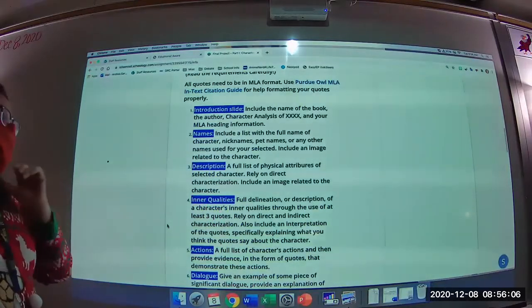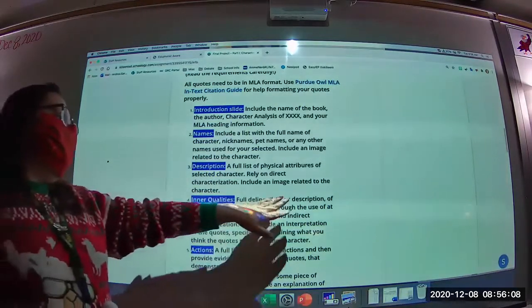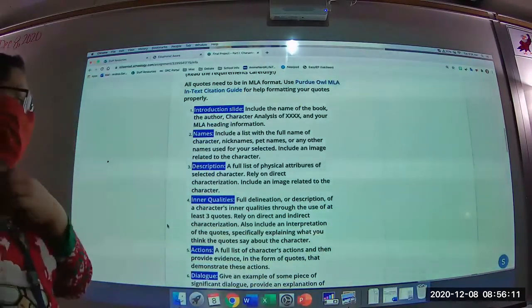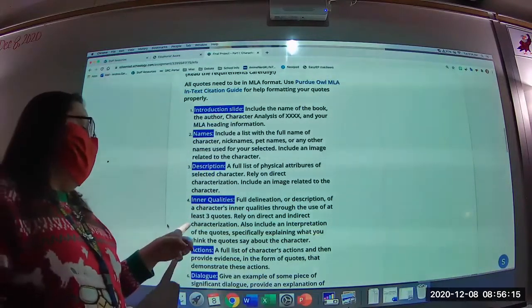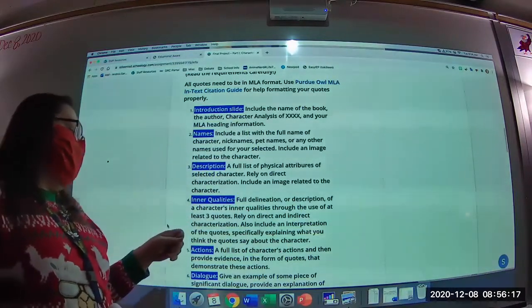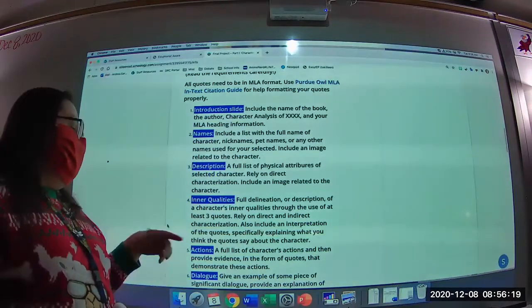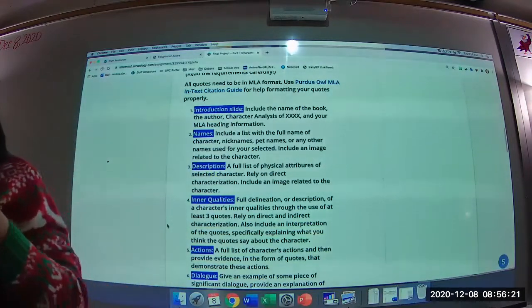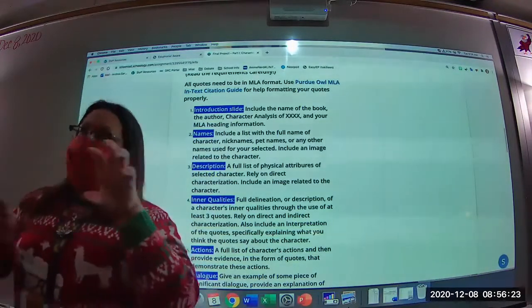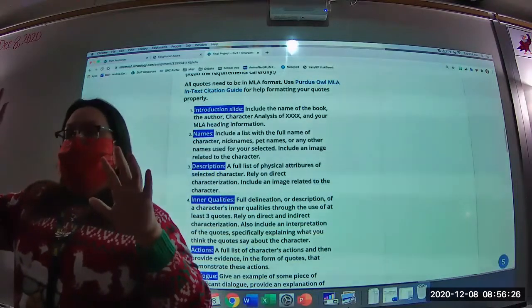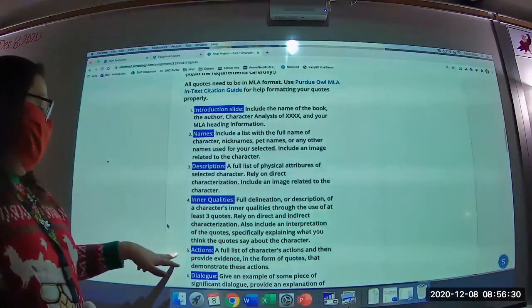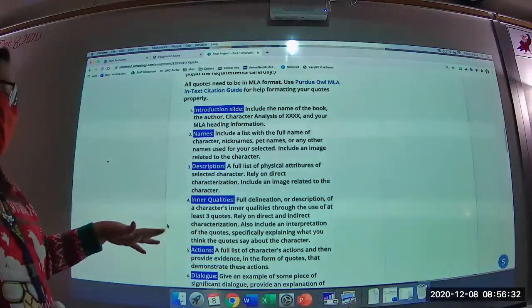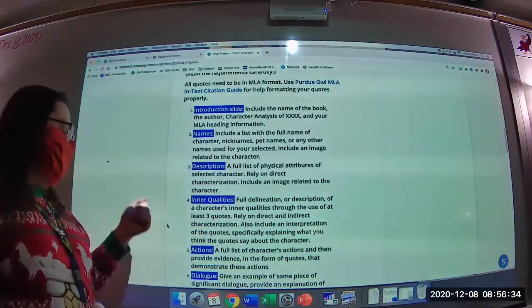Then inner qualities: a full delineation or description of the character's inner qualities through the use of at least 3 quotes. Rely on direct and indirect characterization, and then also include an interpretation of the quotes, right? Because I can read those same quotes and have a completely different idea about it. I want you to tell me what you're thinking, specifically explaining what you think the quotes say about the character.